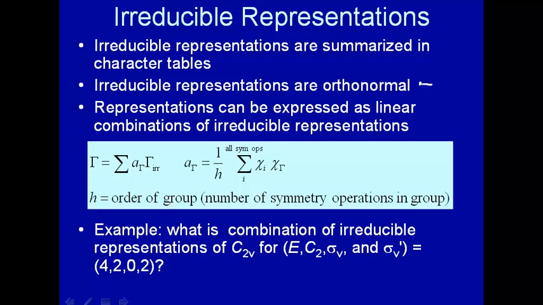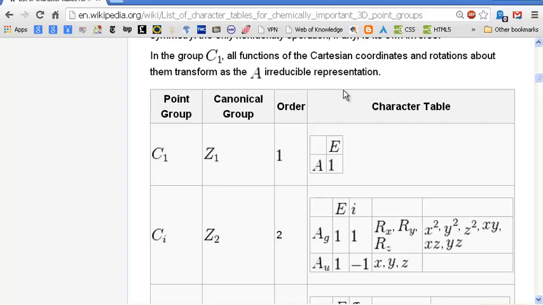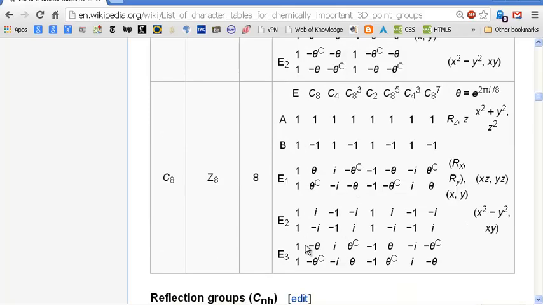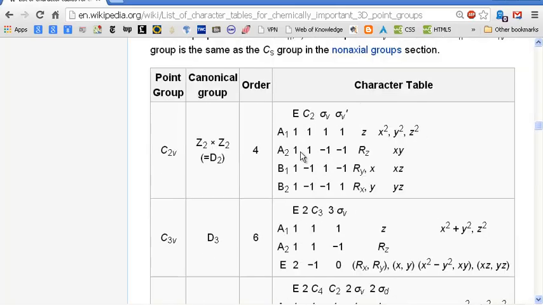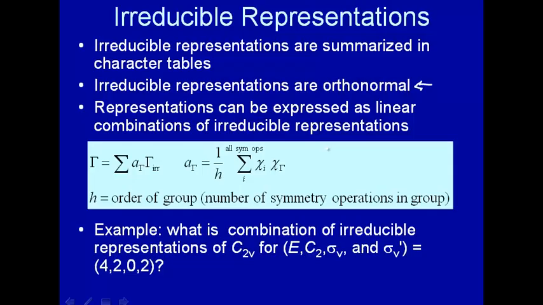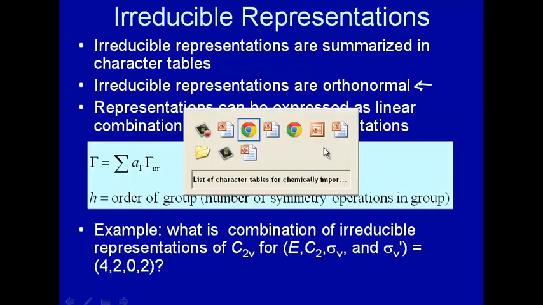Now, this is interesting. The irreducible representations are orthonormal. What does that mean? Well, let's go down and take a look at C2V. Here it is. We want to show that each irreducible representation, or this collection of rows of numbers, are orthogonal. All right, so let's just figure out what we mean by orthogonal again. We have to define what we mean by this, analogous to what's called an inner product.